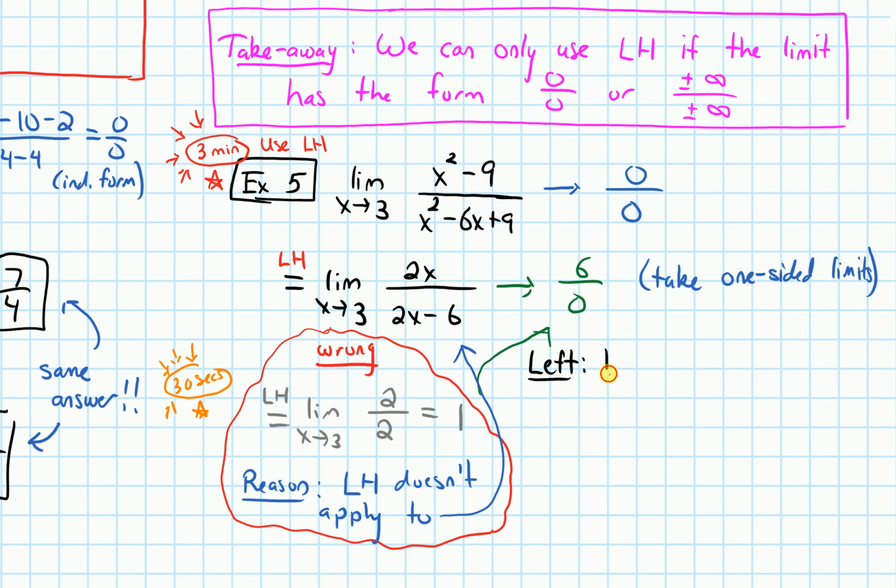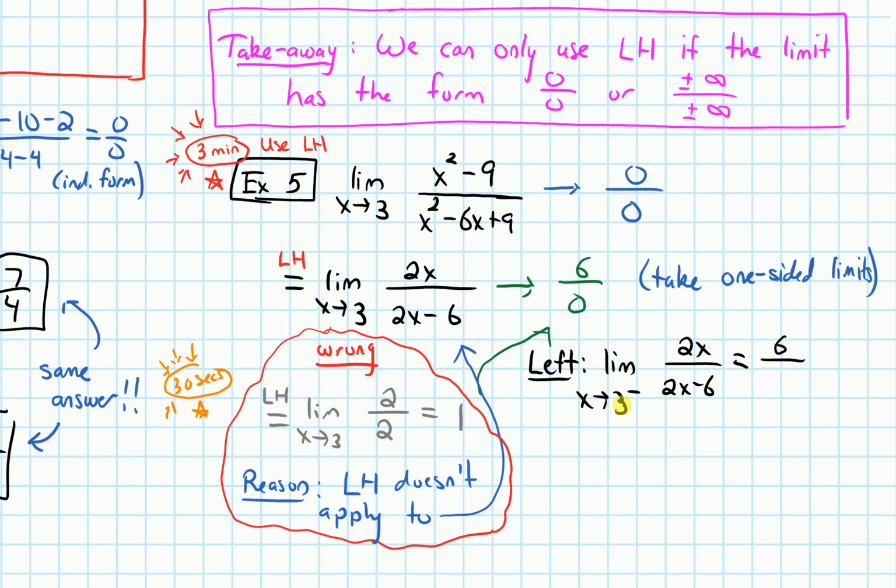So from the left, we get the limit as x approaches 3 from the left of 2x over 2x minus 6. So when we plug in, there's no issue with just plugging in 3 into the numerator. There's no problem there. That just gives us 6. On the denominator, there's a problem if we plug in 3, just straight up, because we get 0, and that gives us something that's undefined.